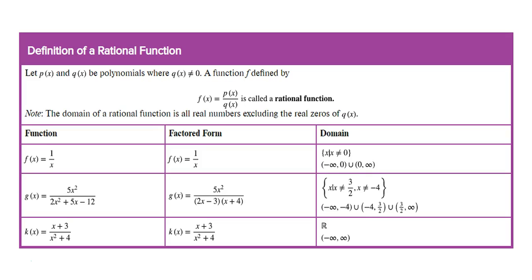First of all, we define a rational function as a function that is a fraction of two polynomials. So if p of x and q of x are polynomials and q of x is not equal to 0, then we can define the function f of x as p divided by q, and we call this a rational function. This is just a fraction of polynomials.